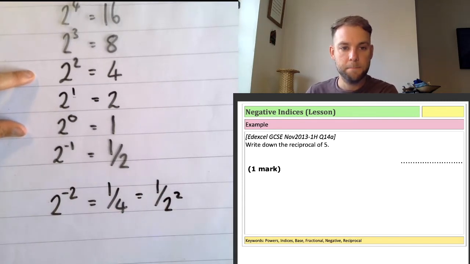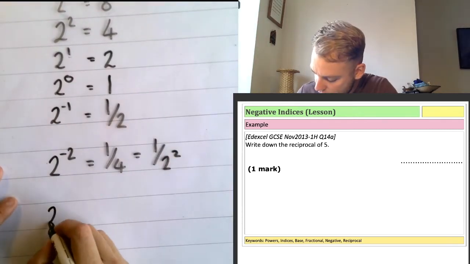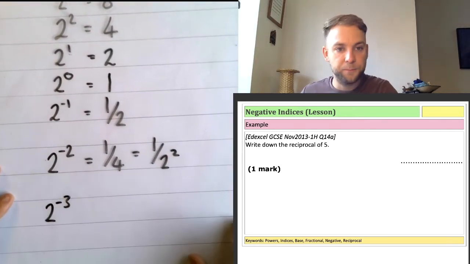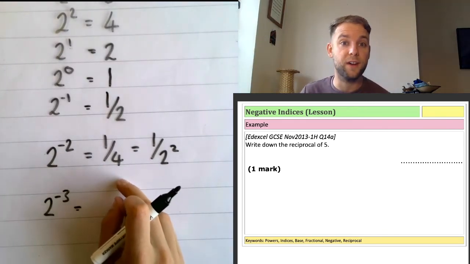And I'm going to take this a little bit further. I'm going to do 2 to the power of negative 3 now. So what's a quarter divided by 2?